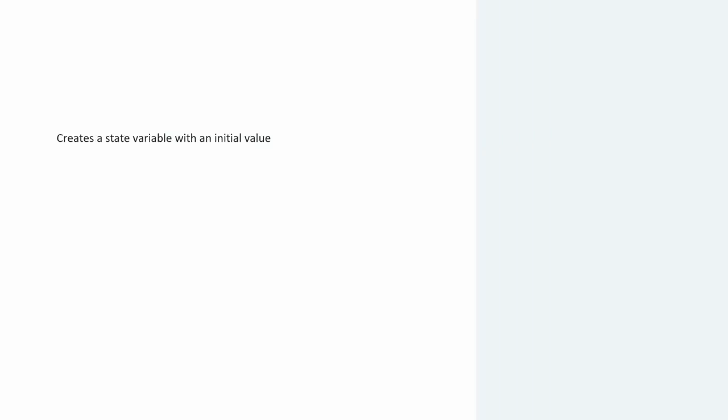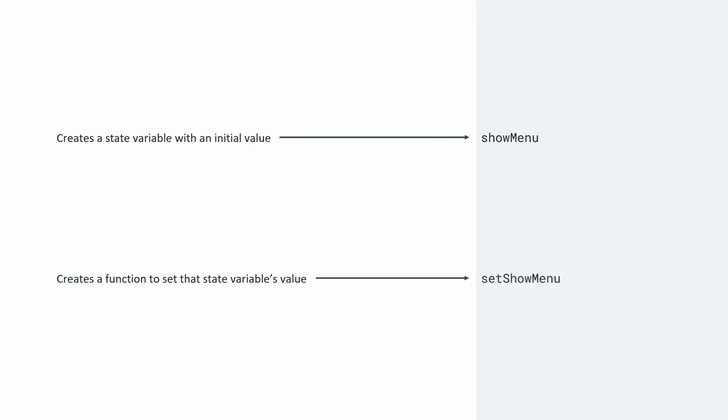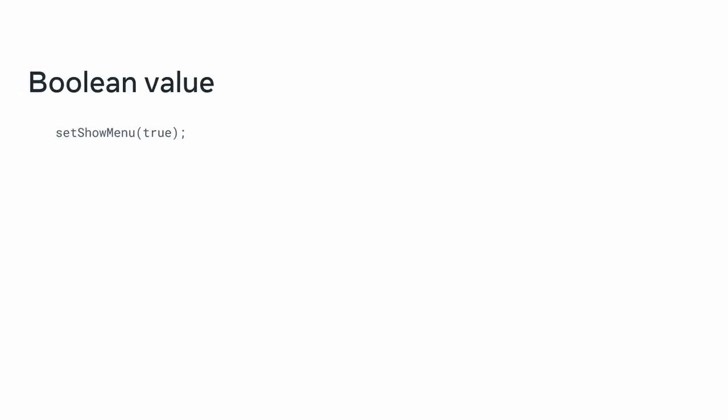So to summarize, calling the useState hook does two things. It creates a state variable with an initial value that represents the current state, which in this example is showMenu, and it creates a function to set that state variable value, which in this case is setShowMenu. The function setShowMenu is used to update the value of showMenu by passing the Boolean value to it.